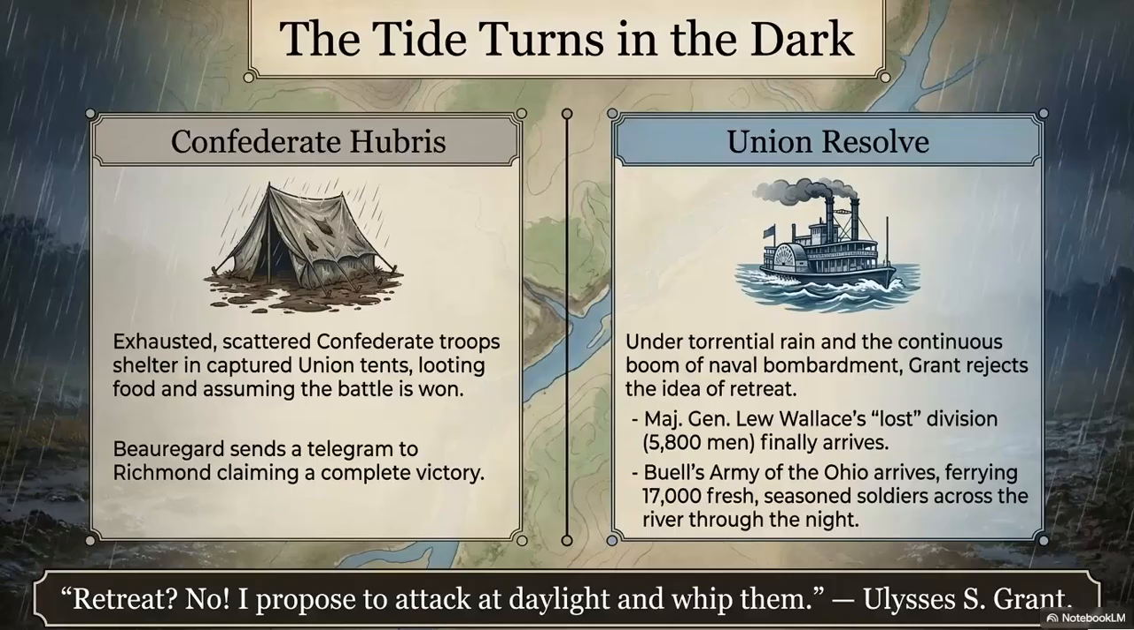Grant adamantly rejects any notion of retreat, declaring his intent to strike at daylight. His confidence is backed by massive reinforcements arriving through the night. Major General Lew Wallace's lost division of 5,800 men finally makes contact, while Buell's Army of the Ohio ferries 17,000 fresh, seasoned soldiers across the river, setting the stage for a dramatic counteroffensive.